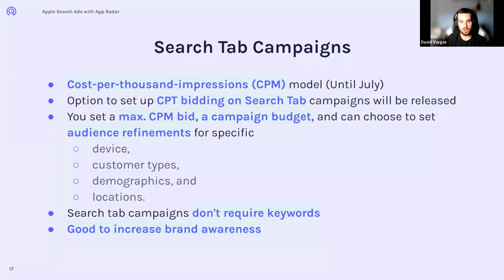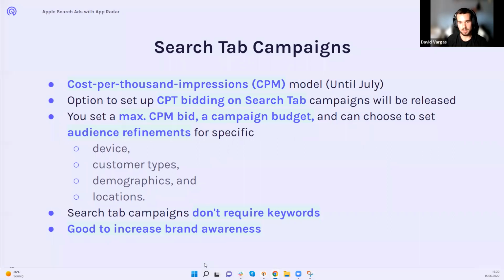Please go for the next. Okay, now regarding search tab campaigns, this is another type of campaign that was introduced in 2021, more or less. The first bidding model was about CPM, and currently it's still about CPM, so cost per 1,000 impressions. But now they are also moving to the CPT. Until July, we still have the CPM model, but from July onwards, we will have to work with the CPT model. The search tab campaigns are quite different from the search results campaigns.